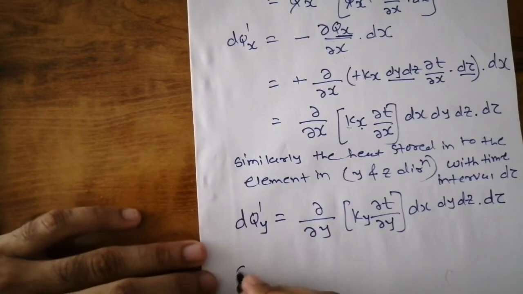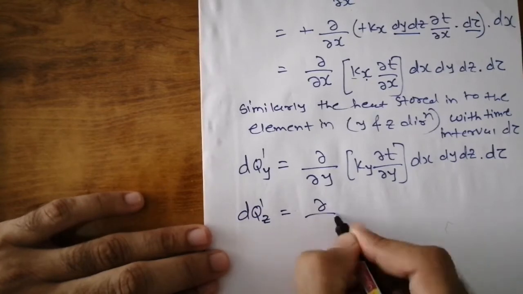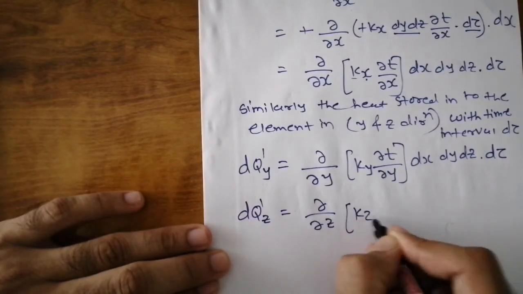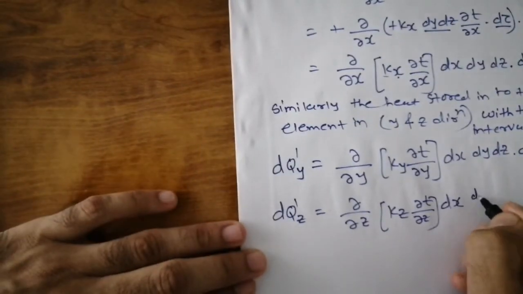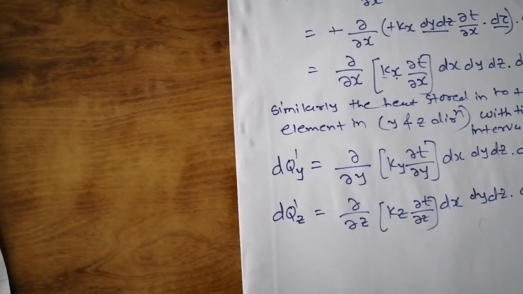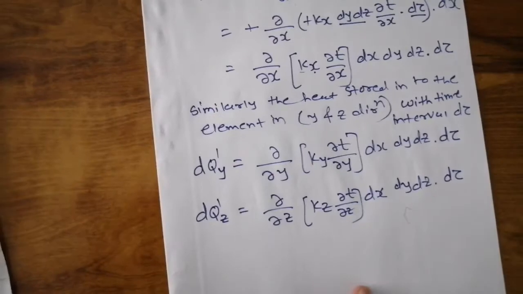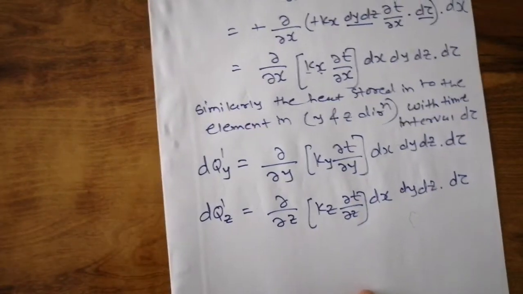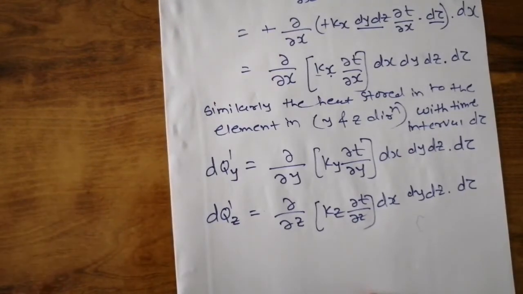Similarly for the z direction, instead of y we just write z. So it is equal to del by del z inside the bracket, kz del t by del z, dx dy dz into del tau over. Now we require the total energy stored in the element by conduction. So how will it be considered? Due to conduction in the x, y and z directions, all directions will be considered, and the summation of all three.